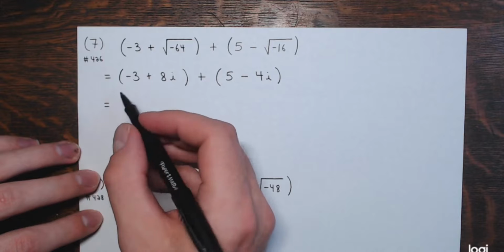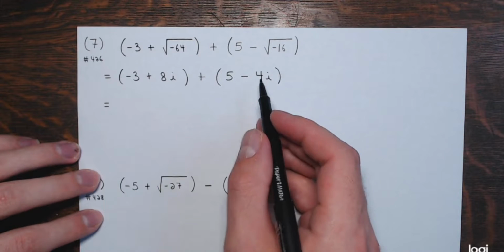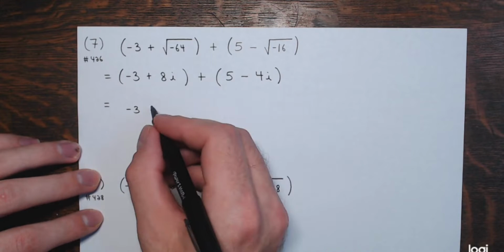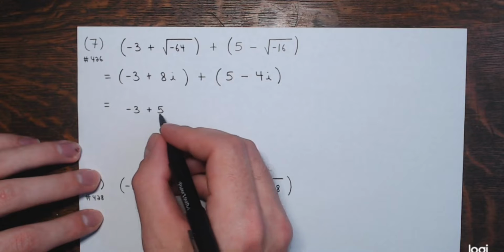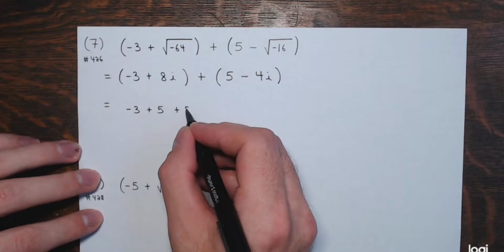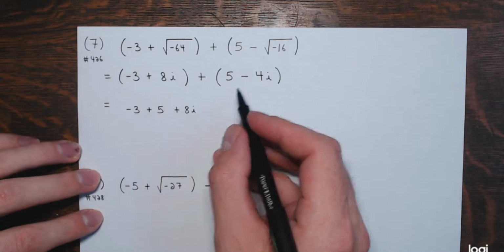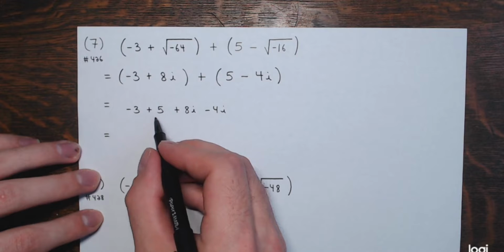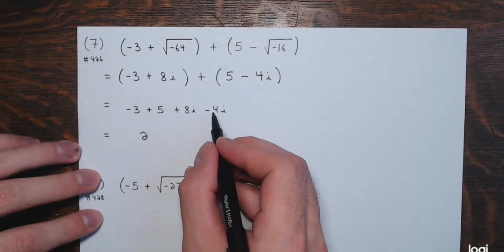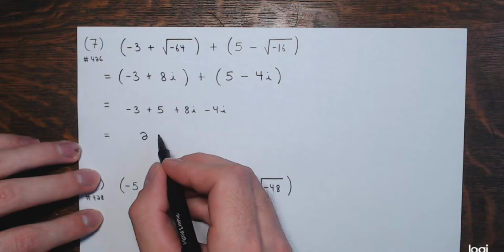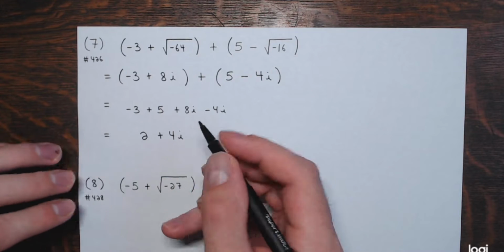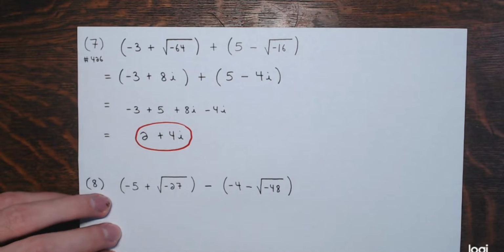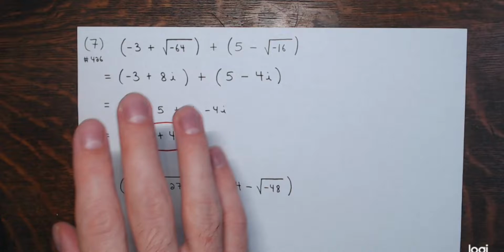Alright, and then once again I'm going to rearrange the terms of this sum so that we have reals next to reals and imaginaries next to imaginaries. So we have negative 3 plus 5, the reals, positive 8i is a term, and then plus negative 4i would just be minus 4i. And then combining the reals, negative 3 plus 5 is 2. 8i minus 4i is positive 4i. So this ends up being equivalent to 2 plus 4i. Great. And again, I leave it to you to check.